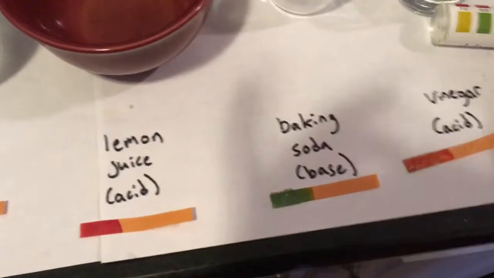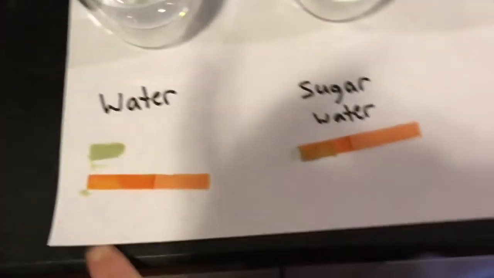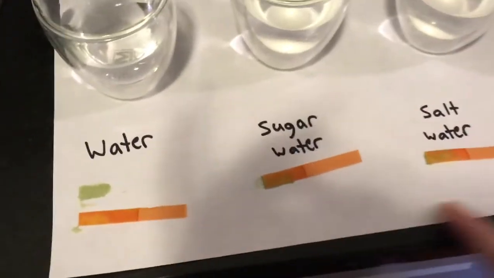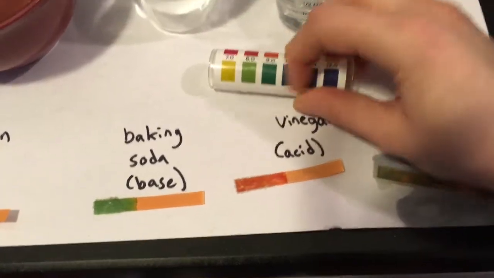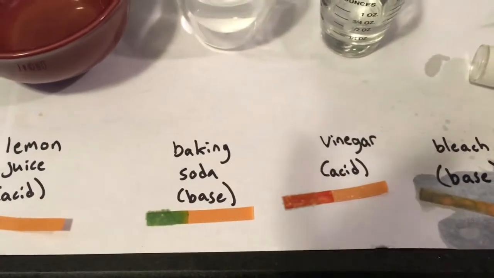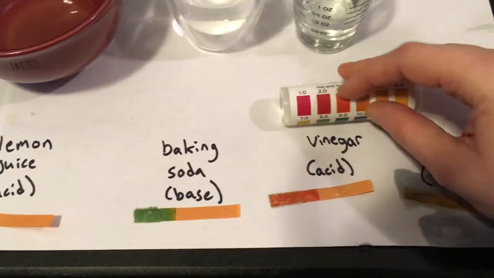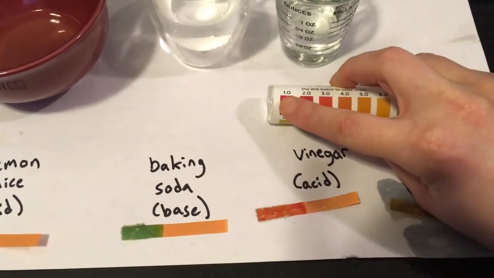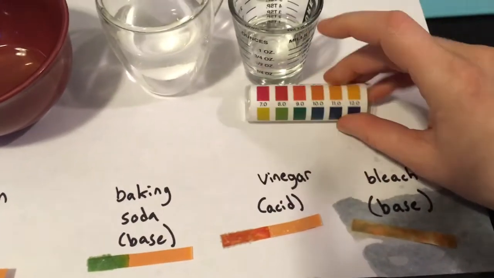And so what we see is that the acids have a pH that's very low, right? Around 1 or 2. The water, sugar water, and salt water, which are all essentially neutral, have a pH pretty close to 7. And then our bases have a much higher pH, around the 8 to 11 range. So in general, a neutral solution is going to have a pH of about 7. An acid is going to have a pH in the 1 to 6 range, and a base will have a pH in the 8 to 12 range.